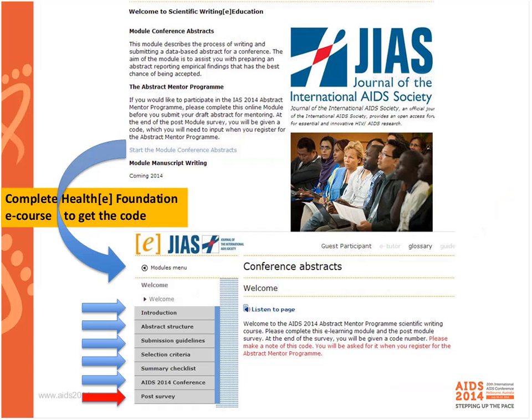This is the Health E Foundation e-course. This is the first page you come to, and then you click on Start the Module Conference Abstract. Then you can see that you will come to a menu, and the menu is structured to help you through the abstract writing process. You need to complete each of these chapters, and at the end you also have to complete the post-survey. At the end of the post-survey, you will get the access code.